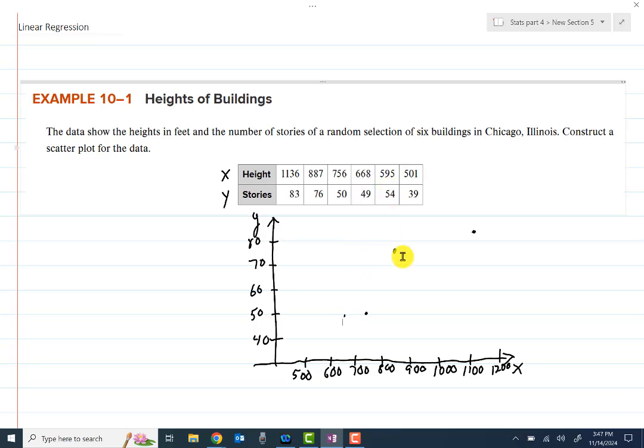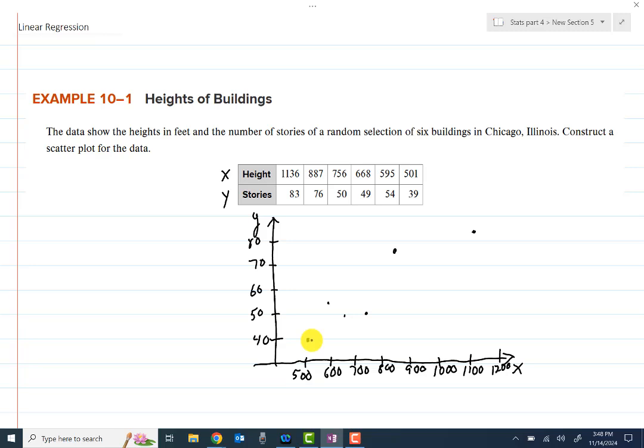And then 595 and 54. 595 is almost 600. 54 is a little less than halfway. So I'll put a dot there. And then finally, 501 and 39. So that's going to go right about here.